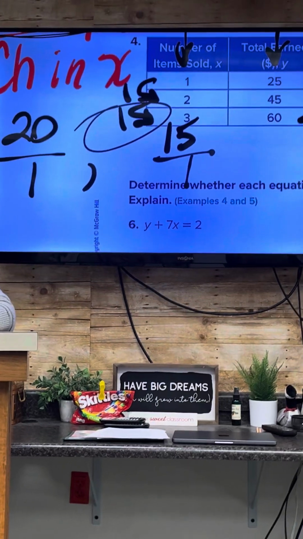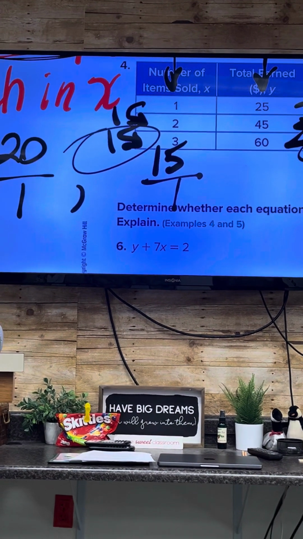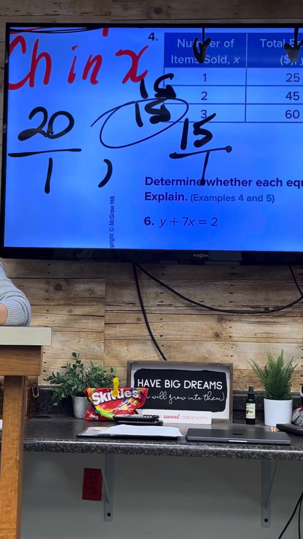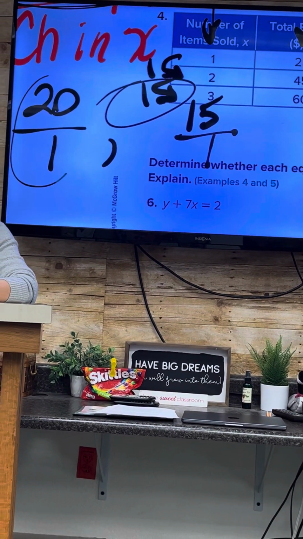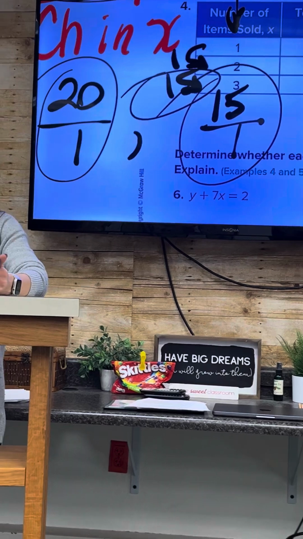All right, everybody look at this. Do the changes in Y over changes in X stay constant, yes or no? Well, no, this is 20 over 1 and this is 15 over 1. No.